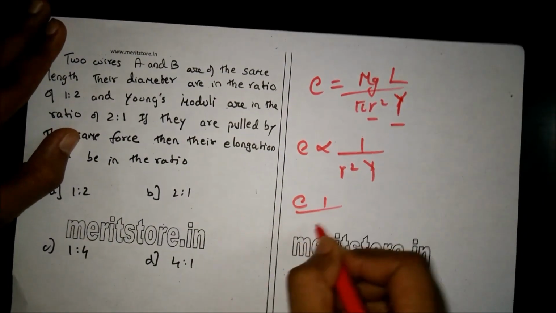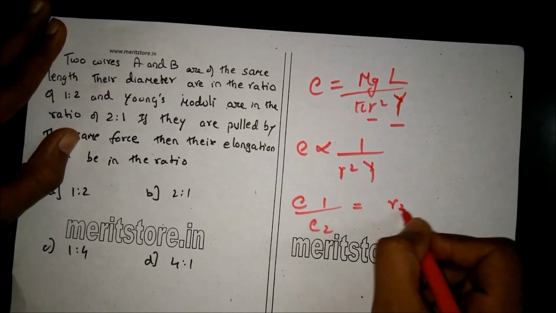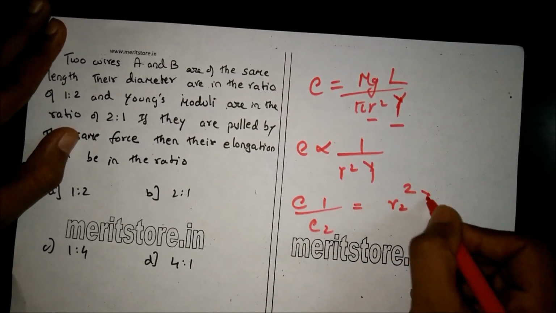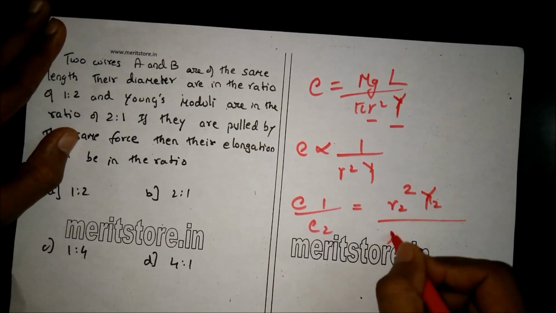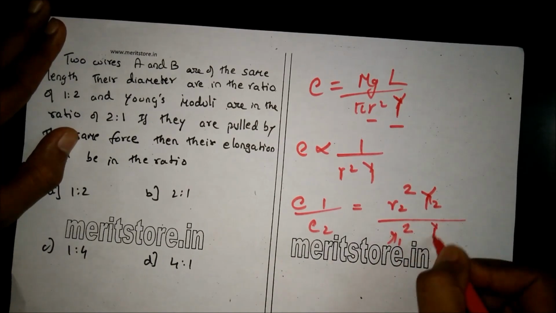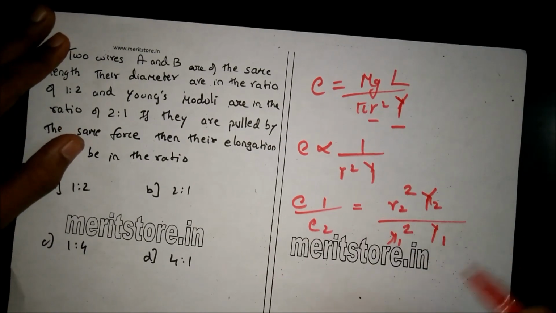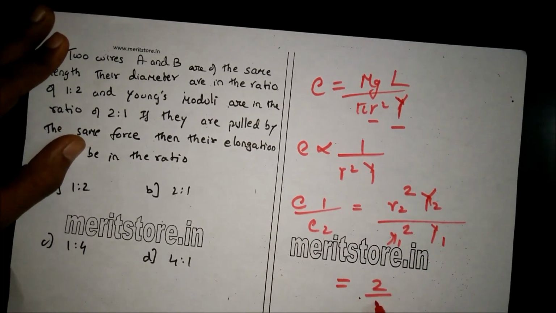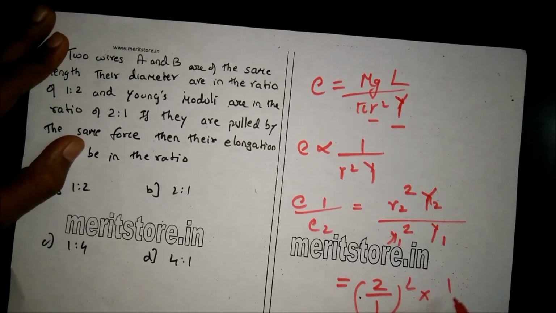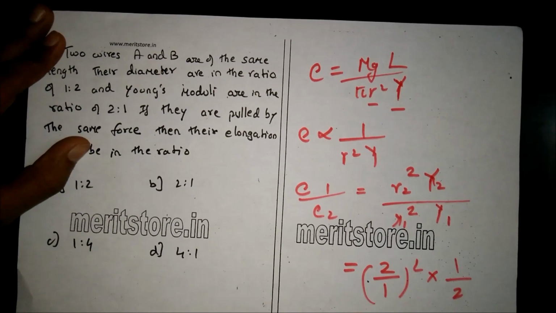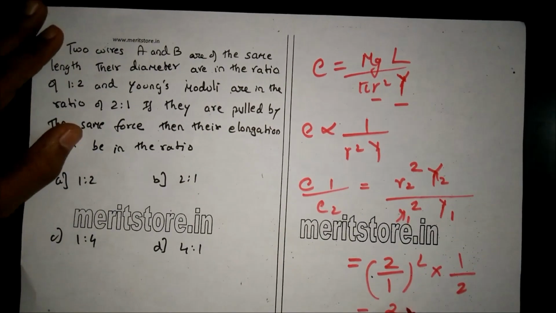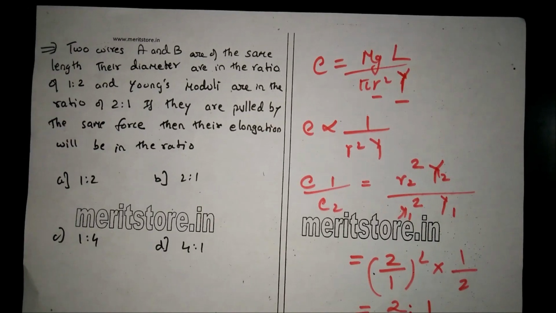Therefore, e is inversely proportional to r square into Y. Therefore, e1 upon e2 will be r2 square Y2 upon r1 square Y1. Now we know the ratios of the diameters and the moduli. So substituting the value, we get (2 upon 1) the whole square into half, which is 4 upon 2, which is 2 is to 1. Therefore, the correct answer here is option B.